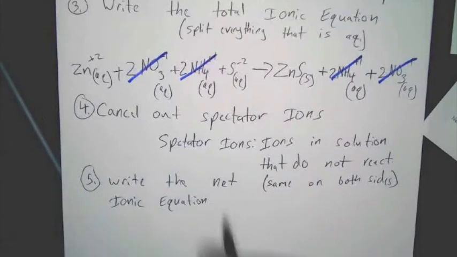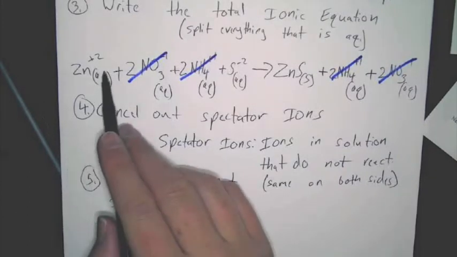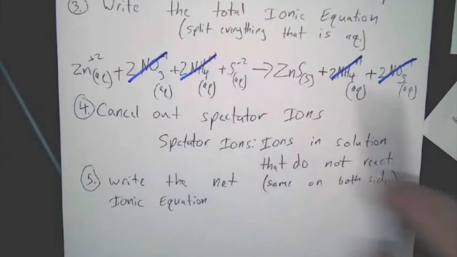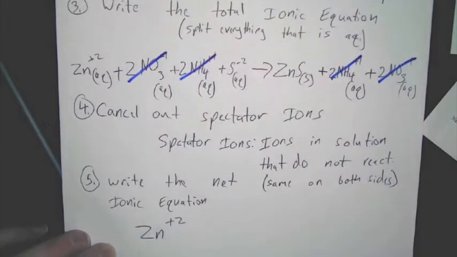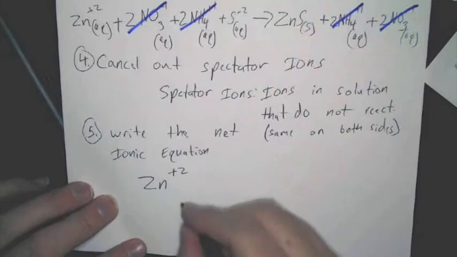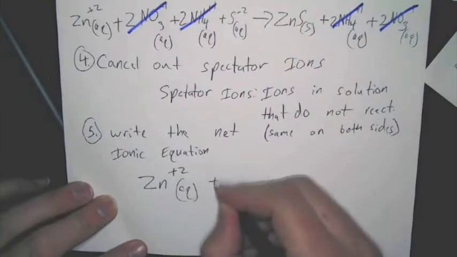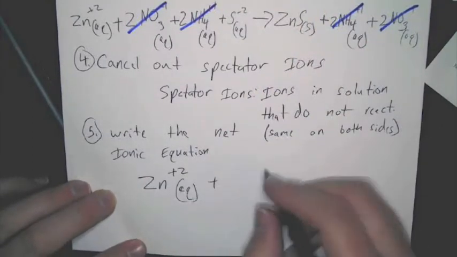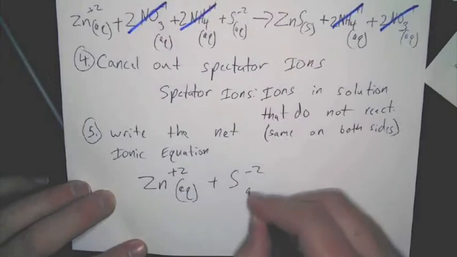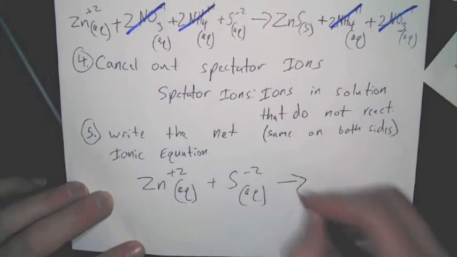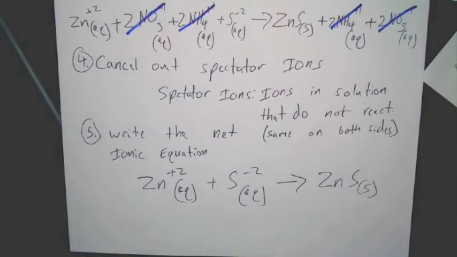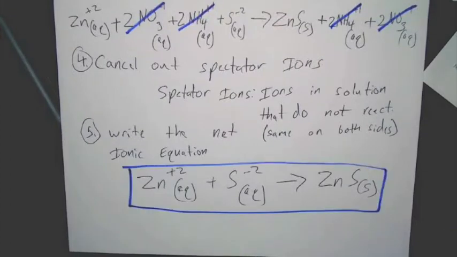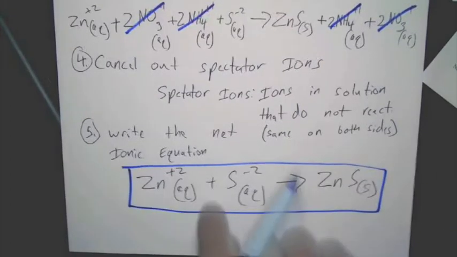What I mean by that is simply take everything that you did not cross off and write it down here. So zinc plus 2, aqueous, plus sulfur negative 2, aqueous, and then zinc sulfide, solid. And that's your net ionic equation. So the end result is this. That's it. That's your goal.